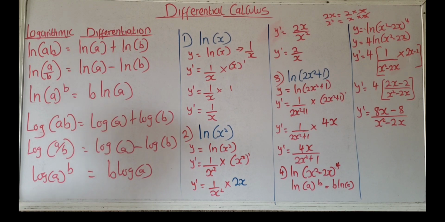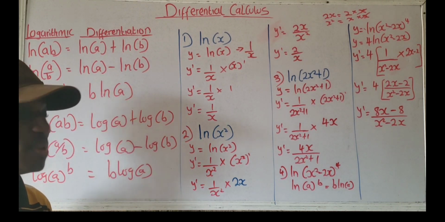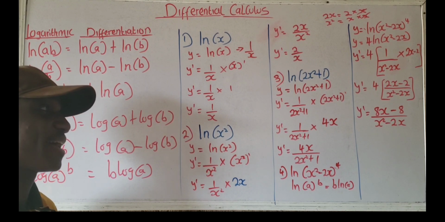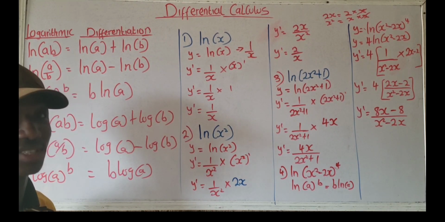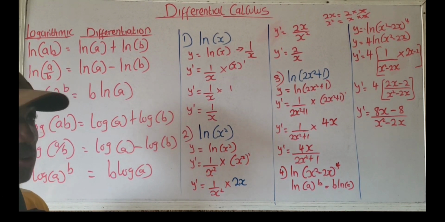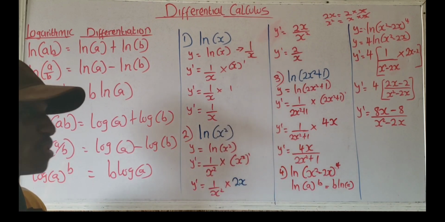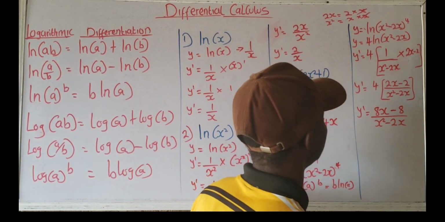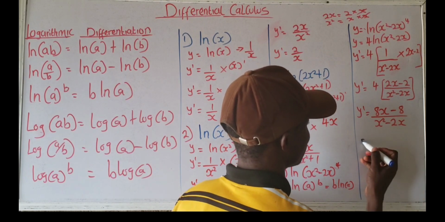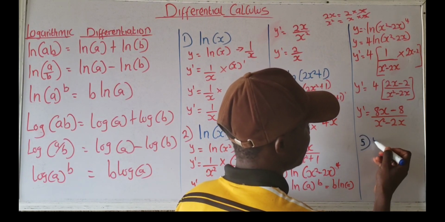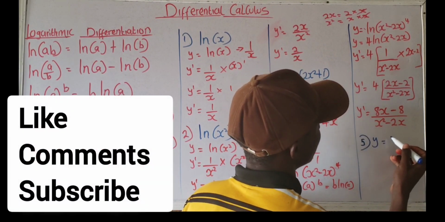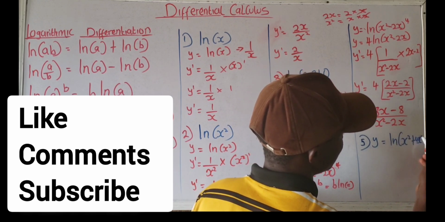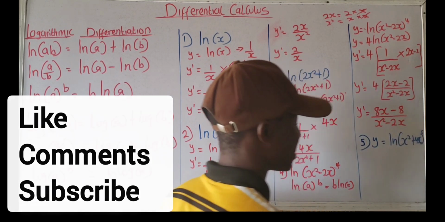Understanding these basics will ease the difficulties that you might encounter as we progress. Because by the time we give you a complex function, if you don't understand this, you might not be able to solve those questions. So you can attempt this question, question 5. Find the derivative of y equals ln (x squared plus 4x) raised to the power of 5. So attempt this question.